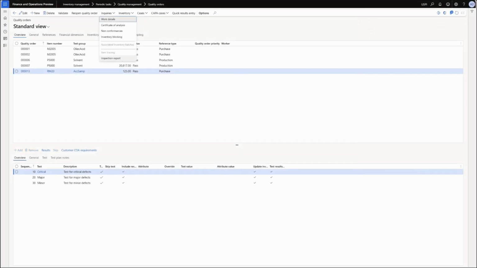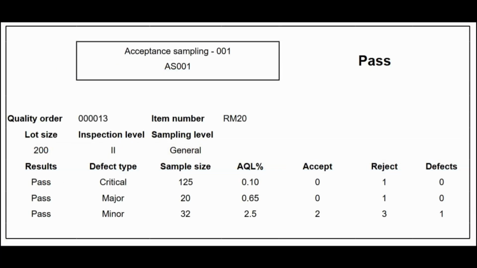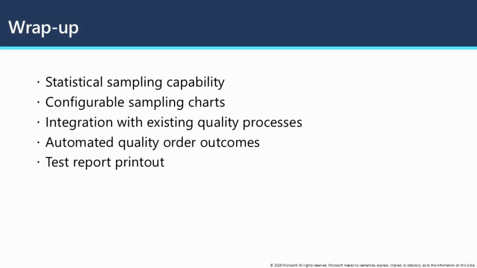From the menu, you can print out a test report that includes the number of defects found for each category, their thresholds, and a clear indication of whether the lot passed or failed the acceptance sampling inspection. That wraps up the walkthrough of the acceptance sampling feature.